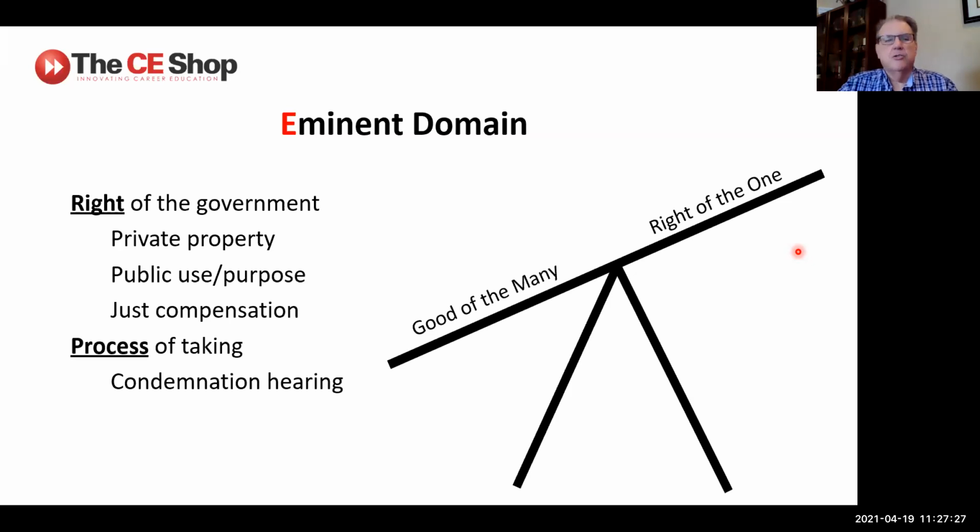They go to court, and there is a condemnation hearing. And so the right of the government is eminent domain. The process is called condemnation. The legal concept allowing the government to take is called taking. I couldn't even make that up if I tried. Who else would call the right to take taking?